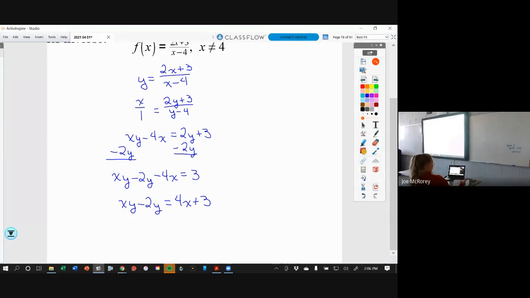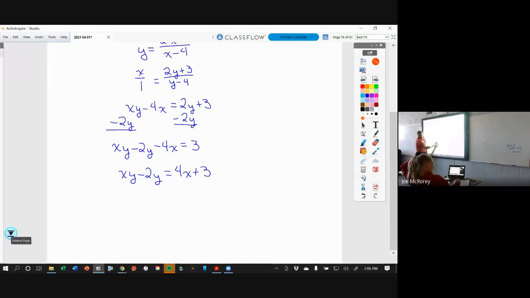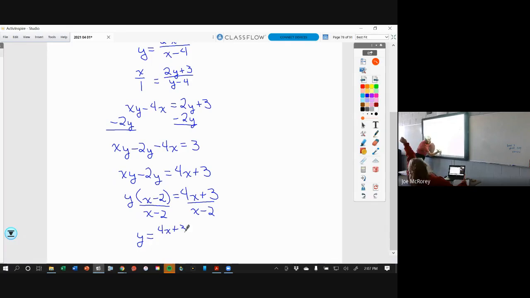Factor the Y out. So I'm gonna factor it out, so I get Y times X minus 2 equals 4X plus 3. I want Y by itself, what do I do? Divide by X minus 2. It's that simple. So Y is equal to 4X plus 3 over X minus 2.